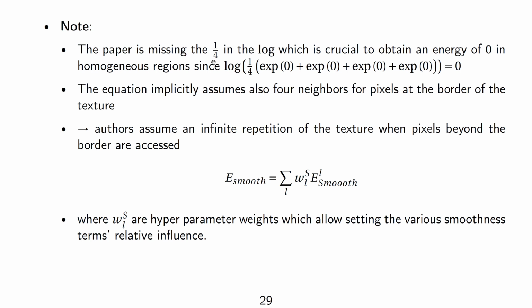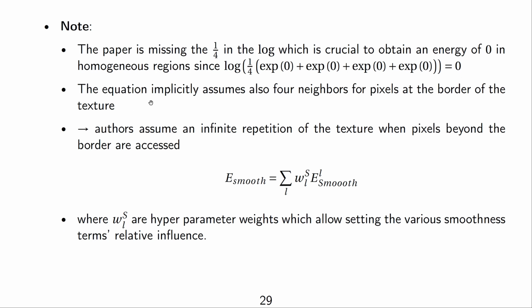Just a note that the paper is missing this 1 divided by 4 term. The idea is that let's assume that the differences to all 4 neighbors are 0. Then we would get e to the power of 0 plus e to the power of 0 plus e to the power of 0 plus e to the power of 0 for the differences to the 4 neighbors. And this would be 4. And so we need to multiply by 1/4 to get a 1, and then the logarithm of 1 is 0. So if the pixel has the neighbors all the same, then this term will be 0.